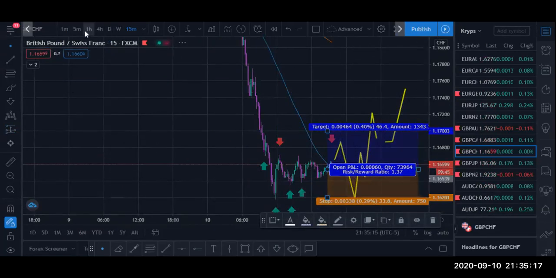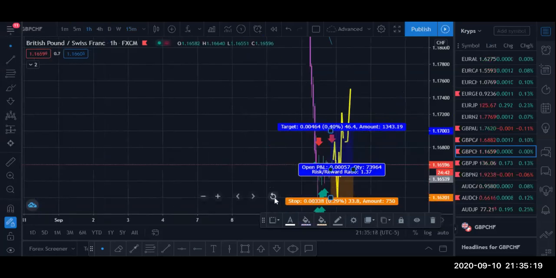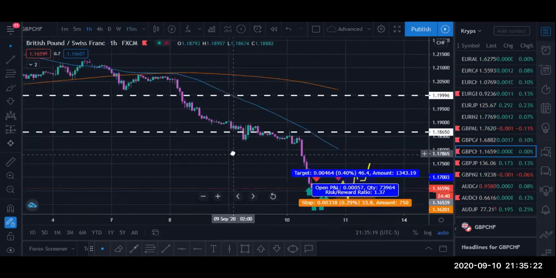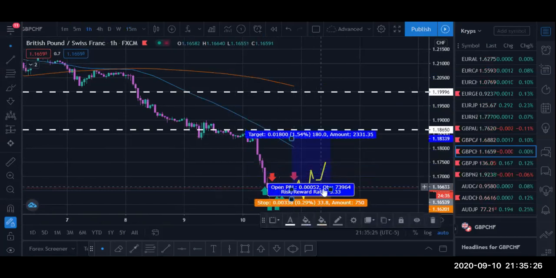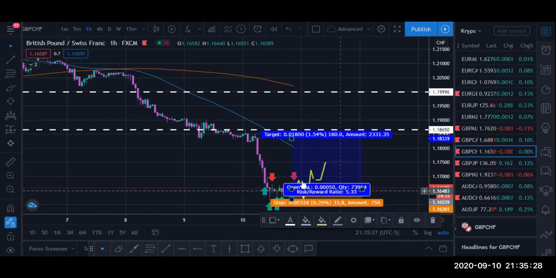I jump out to the 1 hour. Yeah, you see all of that selling. All of that selling is up 8 pips. Yes, sir. Let's go, bro. Hey, that trade gonna keep taking off. Just give it a little minute.